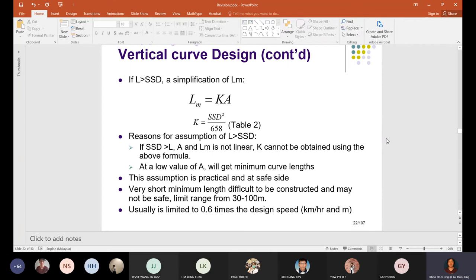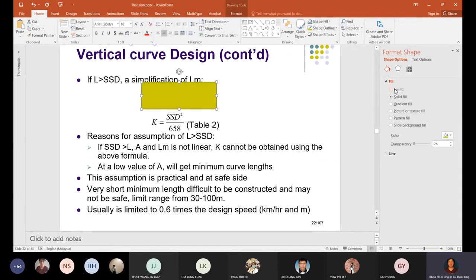So when you choose your design speed, you always have to check whether that design speed works together with your curve. The radius of your curve, the length of your curve, whether it is sufficient for you to provide certain stopping sight distance for our vehicles. So one important thing is this one.